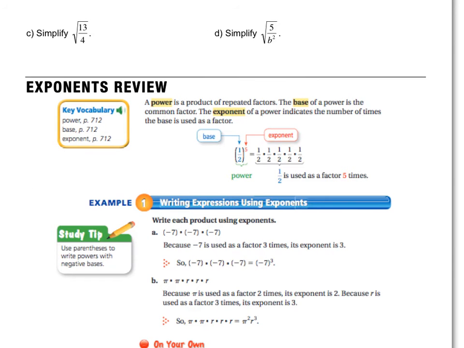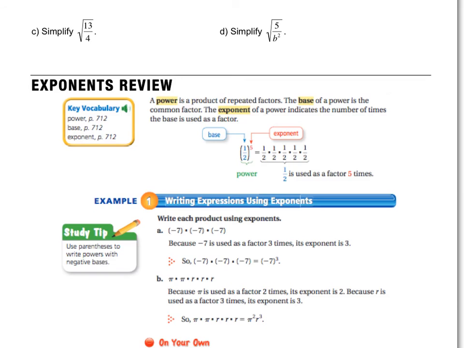2 more examples here. Again, the square root of 13 over the square root of 4 will start to help us break it down a little bit, and the square root of 13 over 2 would be our final answer for that.